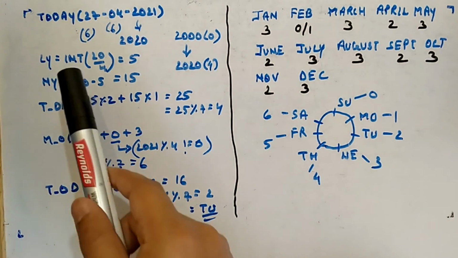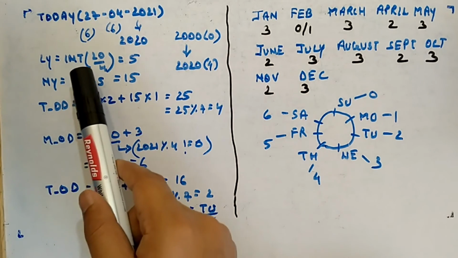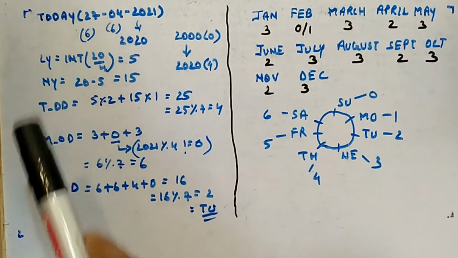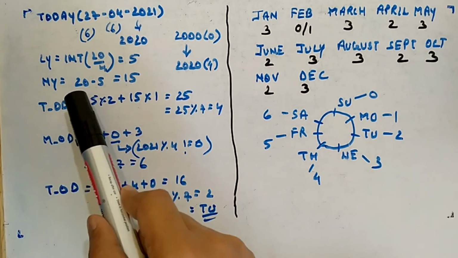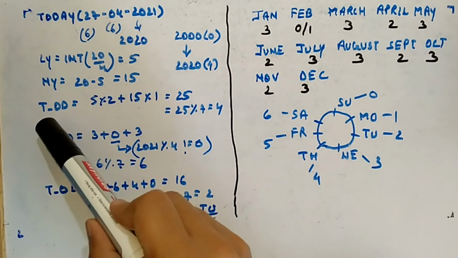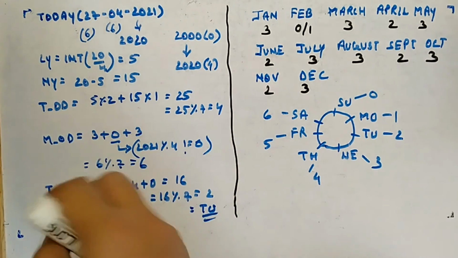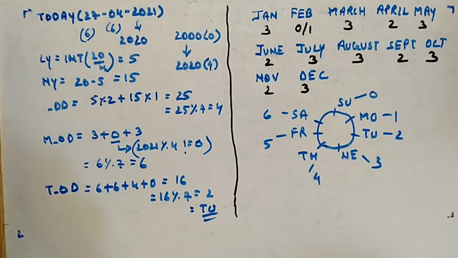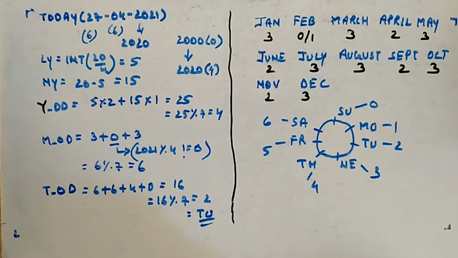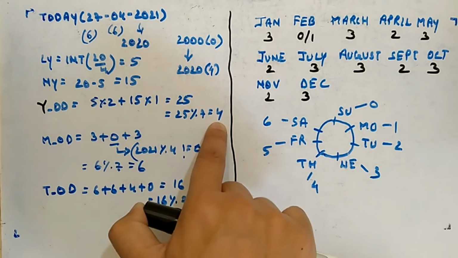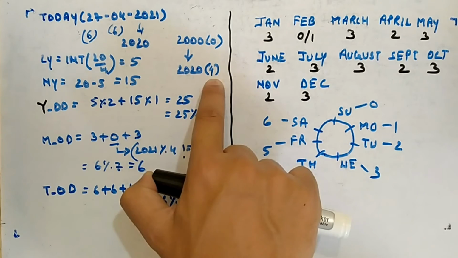So you can see how: leap years will be the integer of 20 divided by 4, that is 5, completely divisible. So 5, and normal years will be 20 minus 5, that will be 15. So total year odd days will be equal to 5 into 2, and plus 15 into 1. So total you will get 25. 25 modulo 7, if you do, you will get 4 remainder. That is how you are getting 4 odd days here.